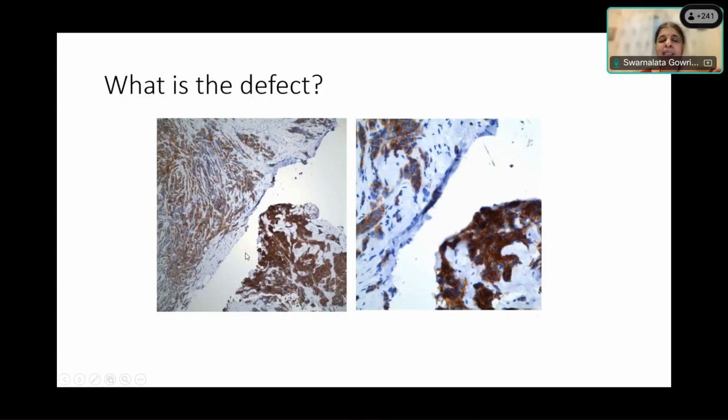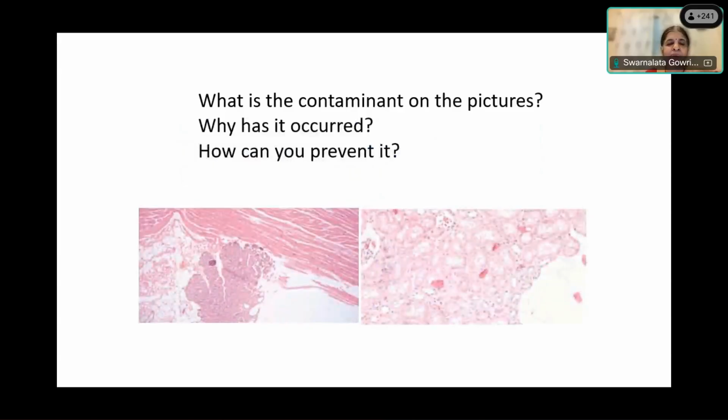That is the reason why we monitor, amongst other things, temperatures, especially where you are embedding, so that your wax is not overheated. So this is due to an increase in temperature of your tissue.